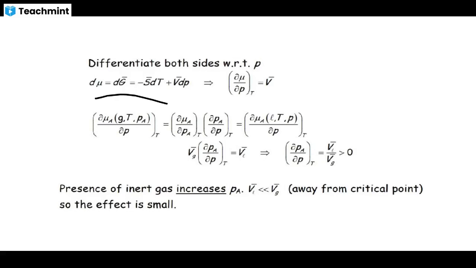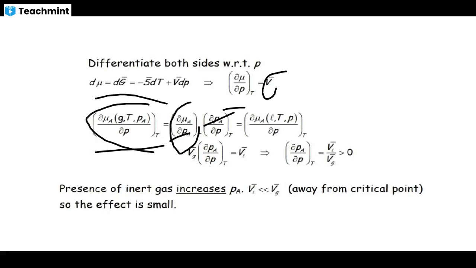If you differentiate with respect to pressure at constant temperature, you get dμA/dpA at constant T. These integrals are the same, so if you cancel these two, you get the same. So differentiating the chemical potential with respect to the pressure at constant temperature, and differentiating the partial pressure with respect to pressure at constant temperature, this is nothing but ∂μA at constant pressure, the same as ∂pA divided by ∂p at constant temperature.